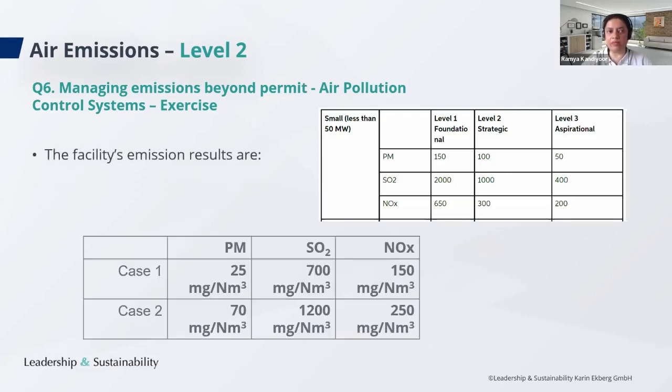And let's say the facility emissions are as follows. I would like you to take a look through all of these numbers here. You have the level one, foundational level, level two, strategic level, and the level three, which is your aspirational level, which is indicated here. And please look at these numbers. You have to go with the most strict values. You can see there are two cases which we are showing you here. So which level did the facility achieve? Let me give you a quick poll here, which will help you to answer your question.